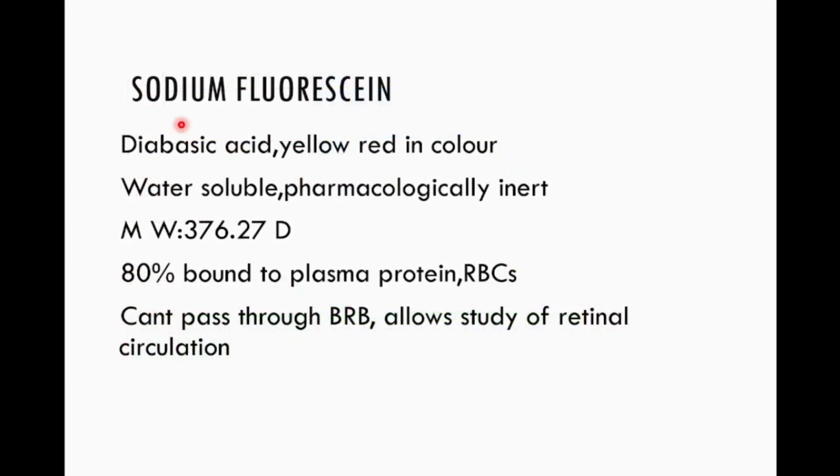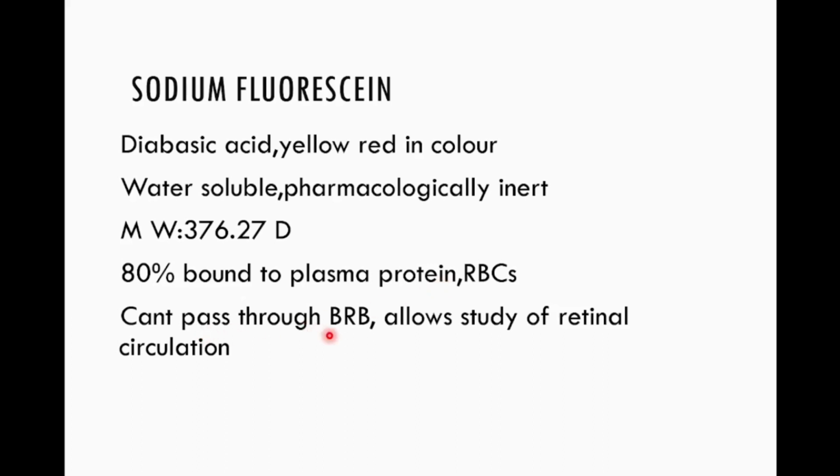So it's a fluorescent dye. It's a basic dye, yellow-red in color. The dye itself is yellow-red in color. It's water soluble and pharmacologically inert. The molecular weight is 376.27 Dalton. 80% is bound to the plasma protein. This is very important, that's why we are able to study this. That is, 80% is bound to the plasma protein and RBCs. Only 20% is freely available. Based on this 20%, we are going to study fluorescein angiography.